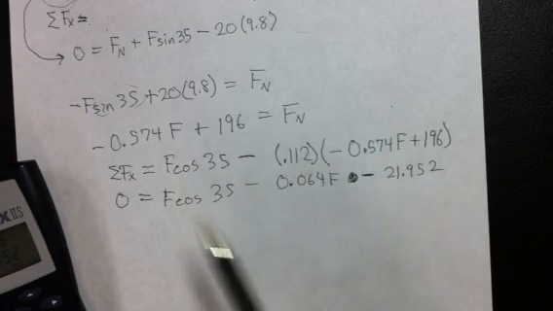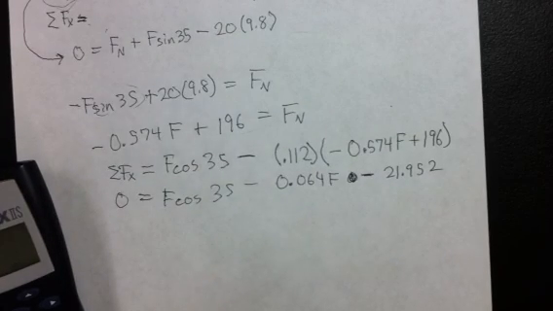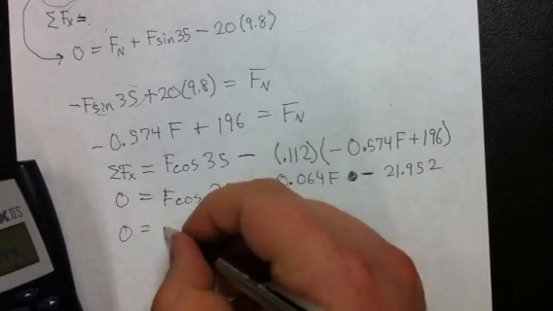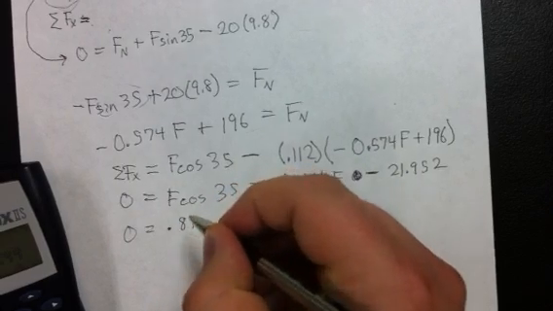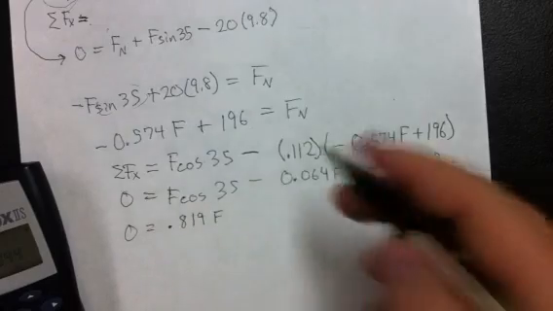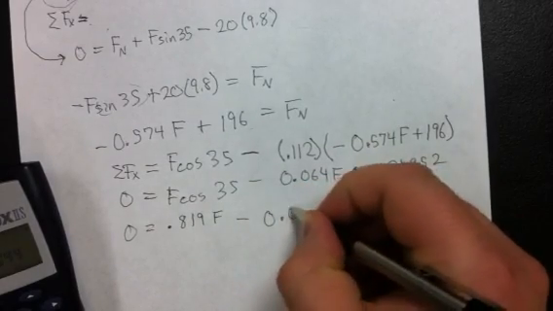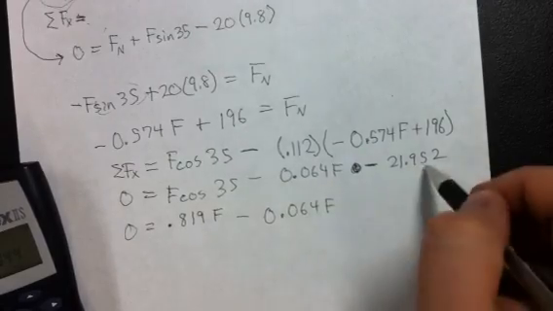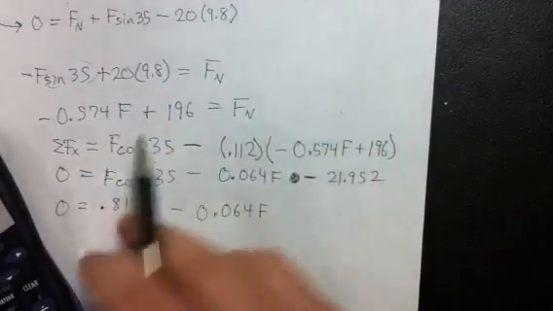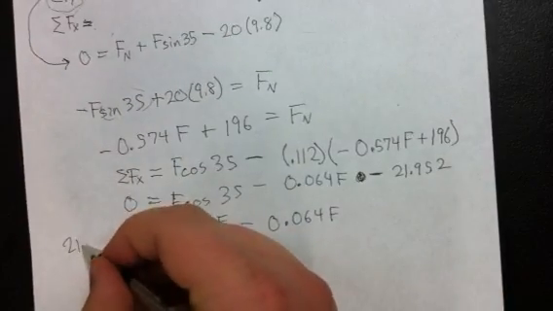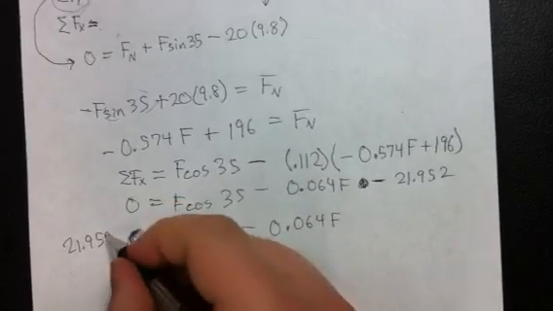Okay, now we're going to add this together. First of all, let's do cosine of 35. So, rewriting this, the cosine of 35 is 0.819 times the force minus 0.064 times the force. And let's move 21.952 over to the other side. So instead of 0, it's actually going to be 21.952 here.